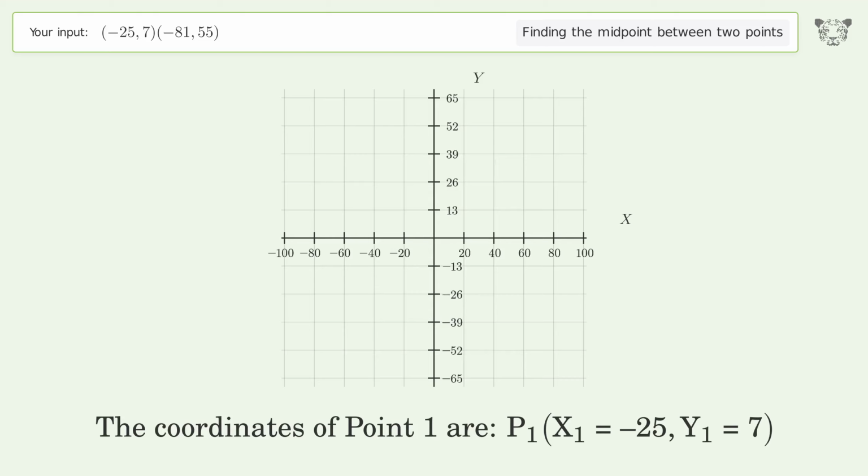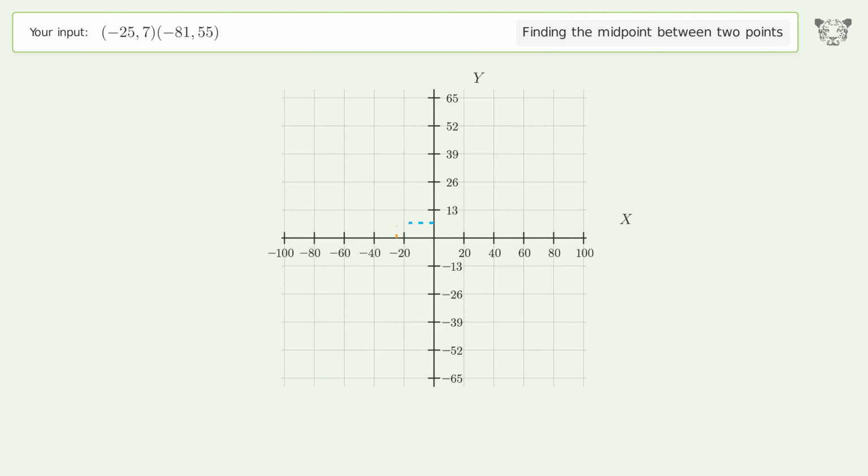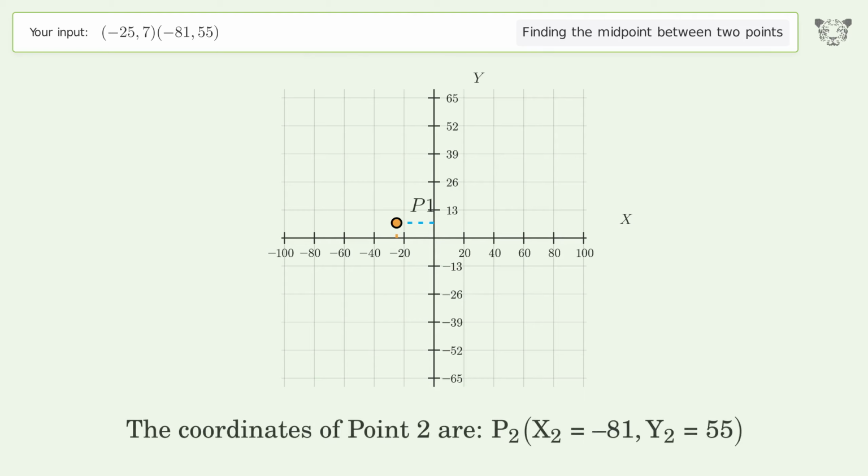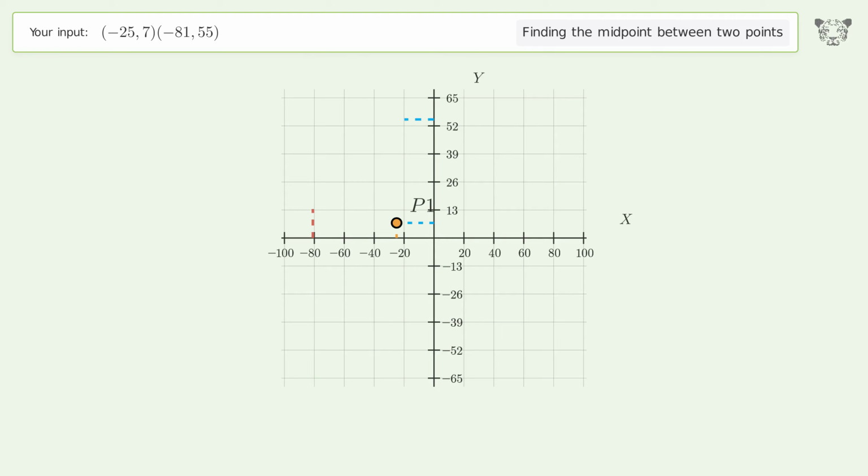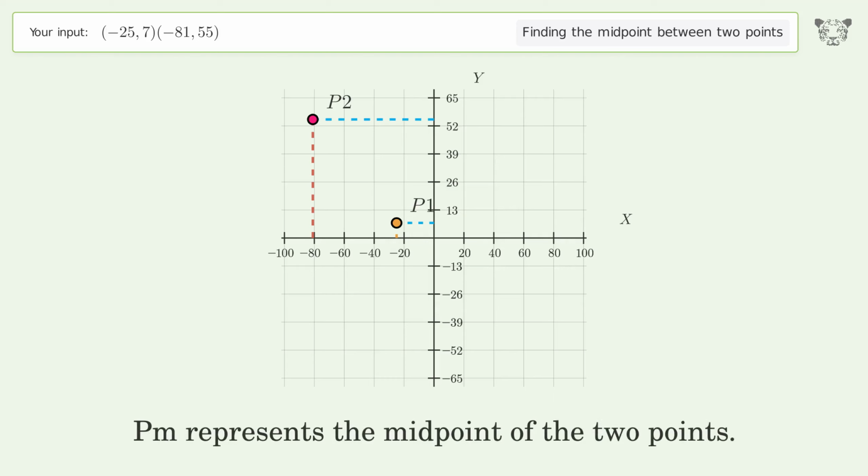The coordinates of point 1 are, x1 equals negative 25, y1 equals 7. The coordinates of point 2 are, x2 equals negative 81, y2 equals 55. PM represents the midpoint of the 2 points.